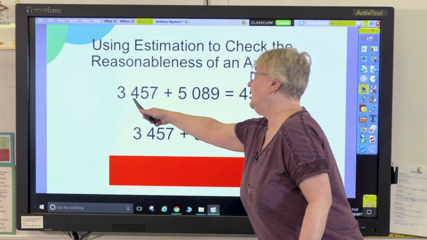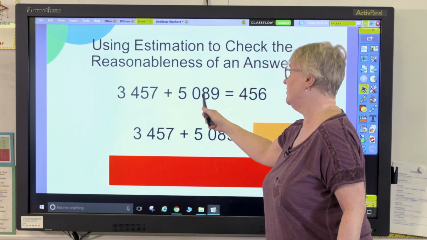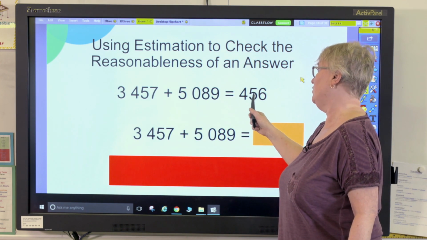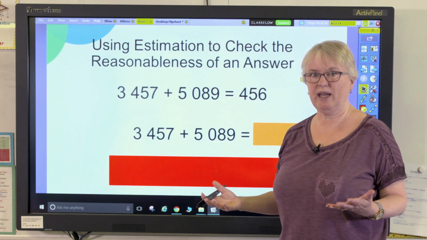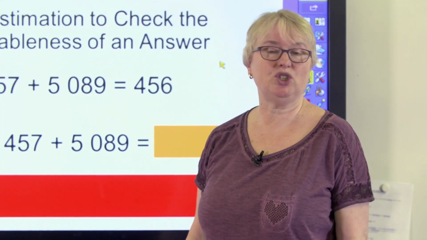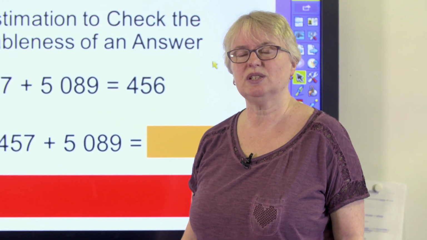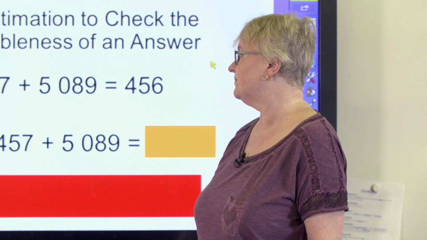Here we have 3,457 add 5,089, and the child has written 456. Now, as a teacher, that drives you mad. You know they're way out, but the child hasn't even noticed it. So let's use estimation to help us see that's how far out it really is.